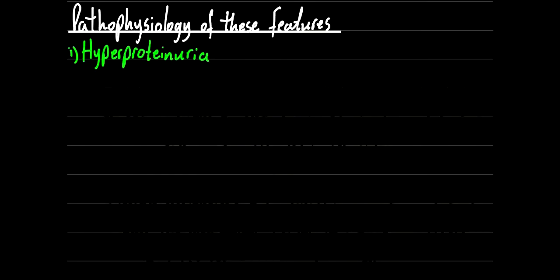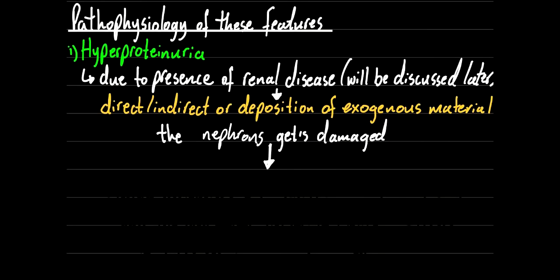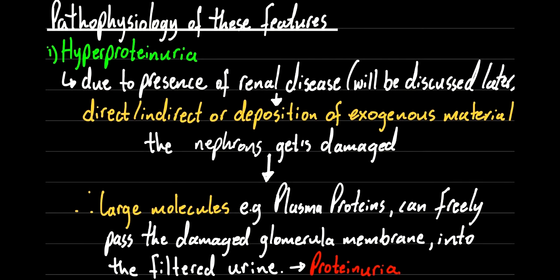Let's start with hyperproteinuria. Renal disease may cause direct or indirect damage to nephrons. Now, due to damage of the glomerular basement membrane, large molecules such as proteins and glucose can freely pass, therefore get filtered into urine, causing proteinuria. And just as an example, other large molecules, such as glucose in other instances, can also be filtered into urine, causing glucosuria and diabetic nephropathy. But in nephrotic syndrome, the most important loss via urine is proteins.